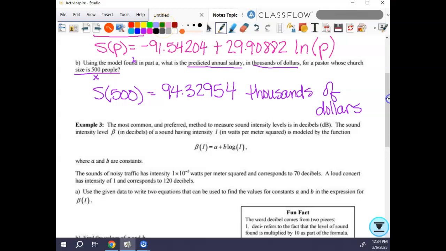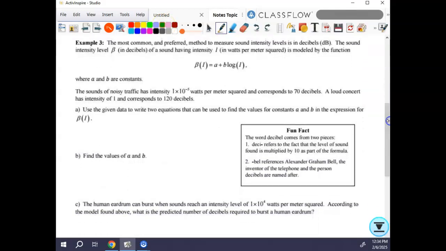So the most common and preferred method to measure sound intensity levels is in decibels, lowercase d, capital B. The sound intensity level, and then there's this, that's a Greek letter. Anybody know which one that is? Beta. Okay, if you don't know that it's beta, that's fine. You can still work the question just fine, but it's beta.